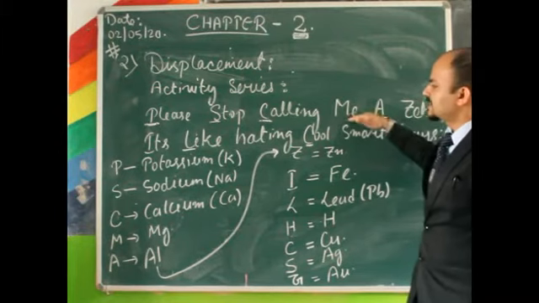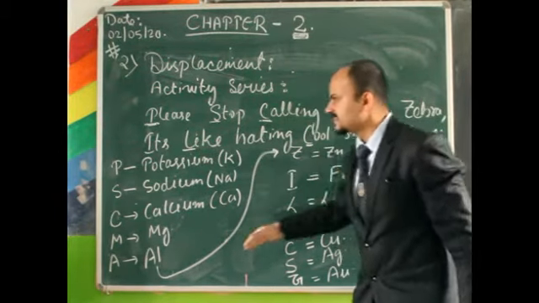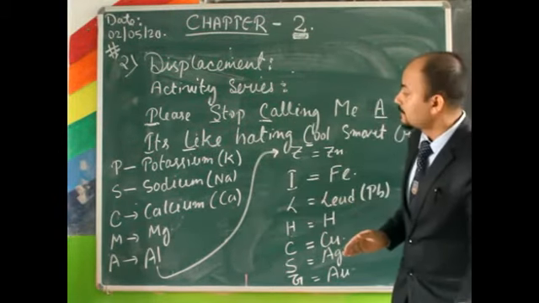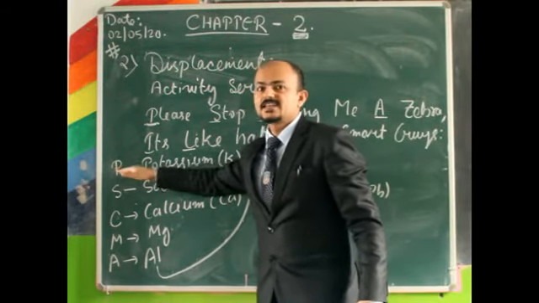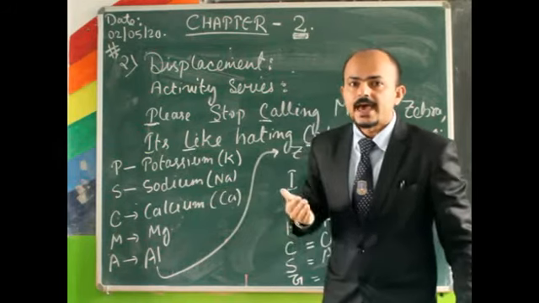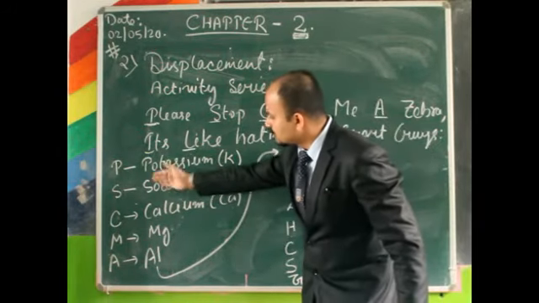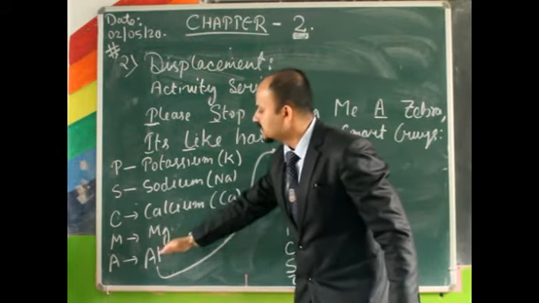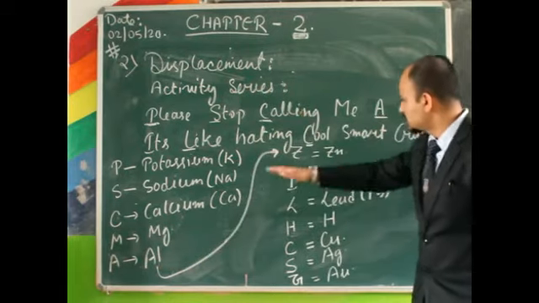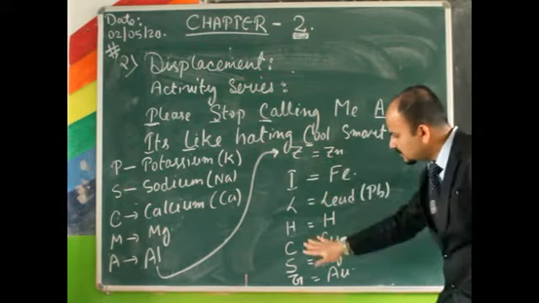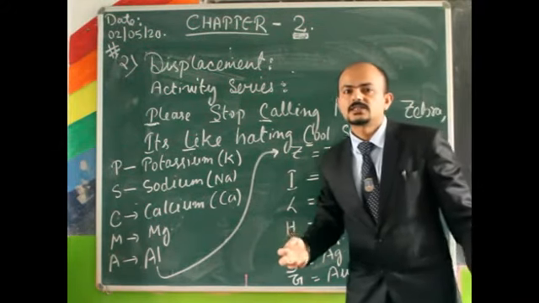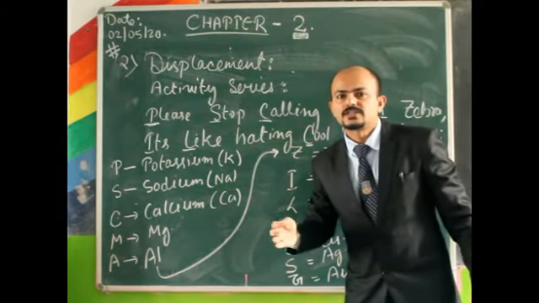Now if you remember the sentence, then you can easily remember the series as well. Now see, this potassium, since it's placed at first, so this is the most active element. Then comes sodium, then calcium, magnesium, aluminium, and the list. See, as you go down in the series, what will happen? The reactivity or the activity keeps on decreasing.